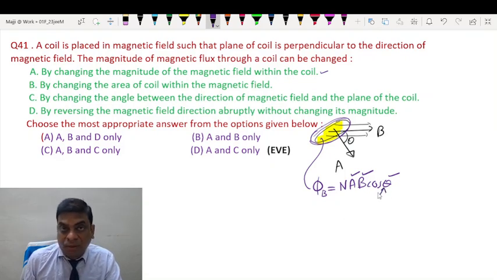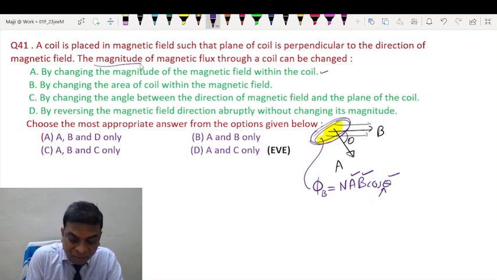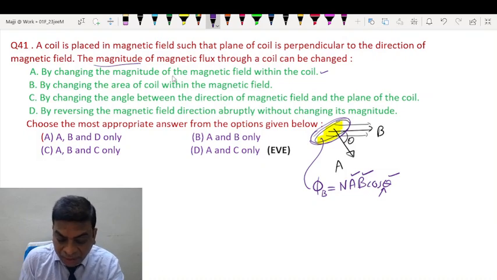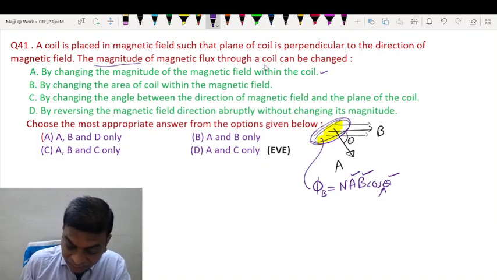Instead of theta it will become theta plus 180. So cos(theta plus 180) is minus cos theta. So the value will remain the same, but the sign will change. But we are interested in the magnitude. So the magnitude of magnetic flux through a coil can be changed. Here the magnitude will not change.